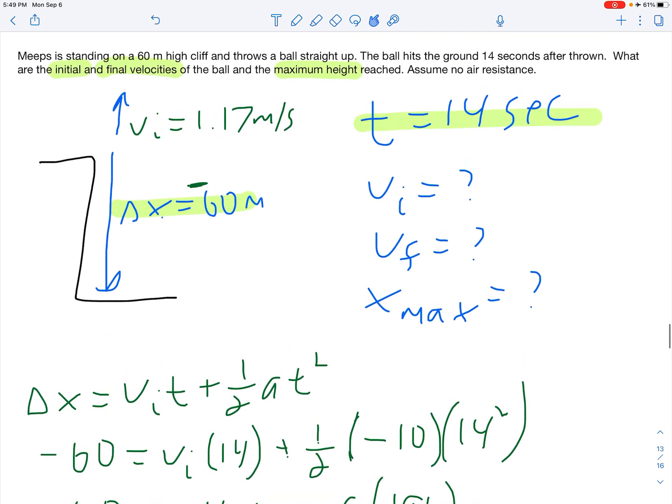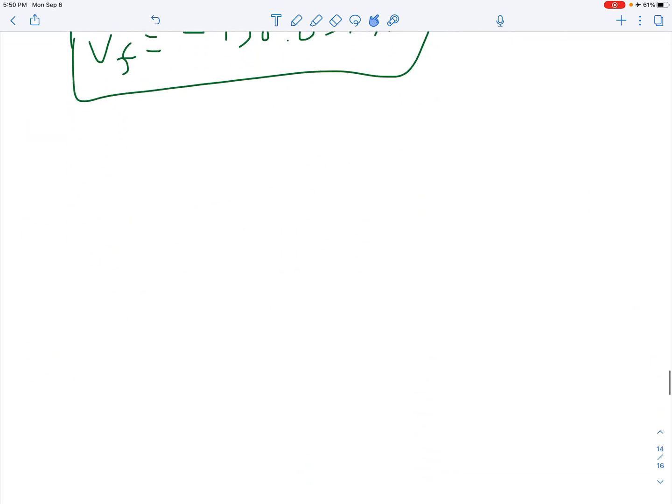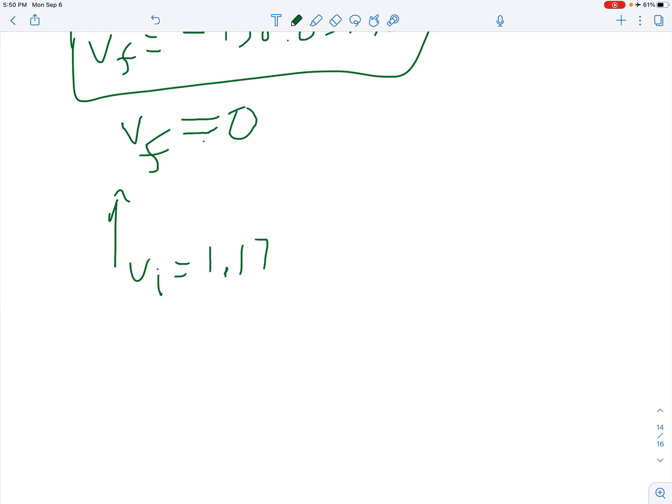So I got VI, I got VF, I need maximum height. So I'm going to do the same trick I did before. I'm going to look at the maximum height from here going up. So to do that, I'm going to go the up height. My VI is 1.17. My VF at the top is 0. Okay, so I'm trying to find the distance.